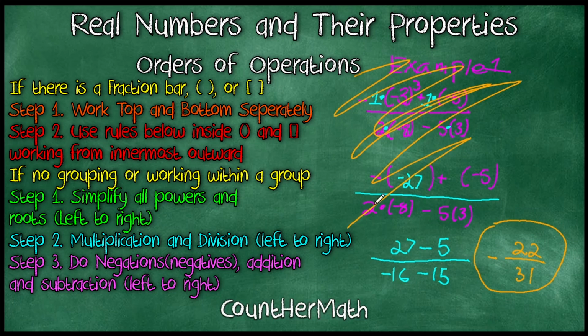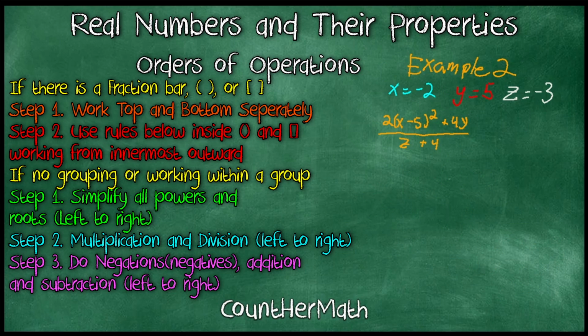Alright, let's look at another example. We're being asked to evaluate this expression when x is equal to -2, y is equal to 5, and z is equal to -3. Our first step is to rewrite this, plugging in those values. Now that we have all those values plugged in, we're going to start working through our order of operations. First, we have a fraction line, so we need to work through the numerator and the denominator separately.